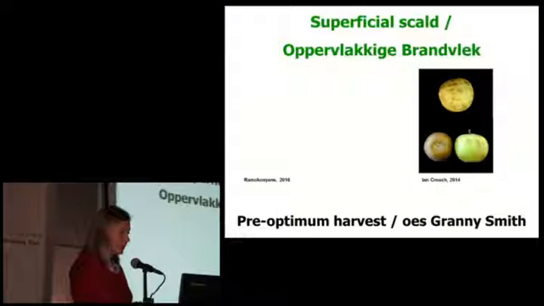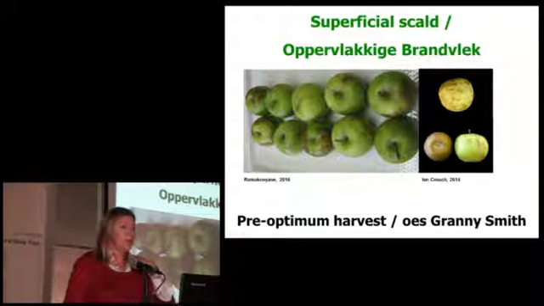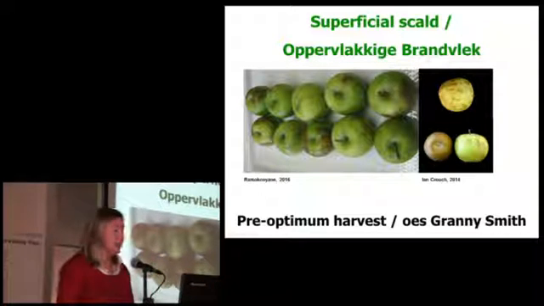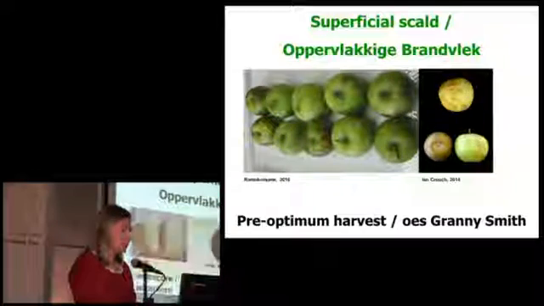Superficial scald, a very hot topic at the moment. Because we can't use DPA anymore, or in most instances we don't use it because we export in most cases. Pre-optimum harvest, all fruit are susceptible to a degree, but if you harvest at pre-optimum maturity, you will get high levels of superficial scald. And it is seasonal, but it's almost like a fact. If you harvest pre-optimum Granny's, you will get high levels of scald.